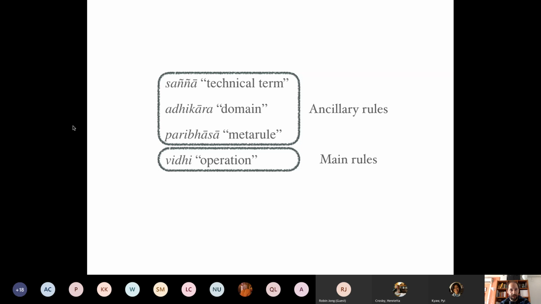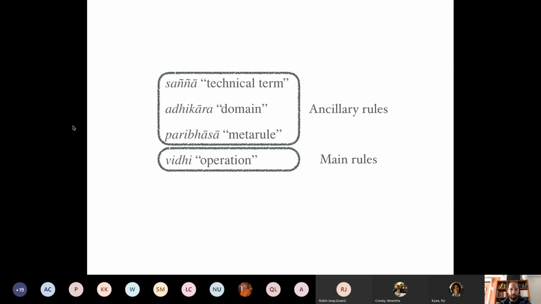A Sanya is basically a name or a technical name that will be used in the grammar. Then we have Adhikara rules, Adhikara suttas. These rules give us a domain, or they open a domain within which certain rules will operate. So Adhikara means a governing rule. It's a rule that dominates the rules that come afterwards, or sometimes the rules that are prior to this rule. So it opens a specific domain for certain operations.